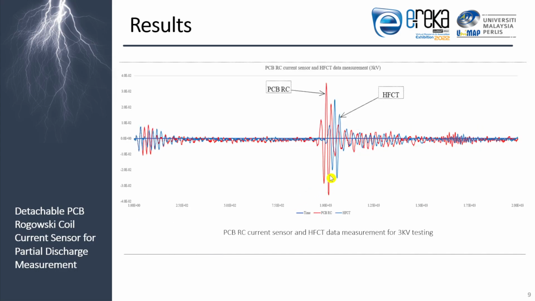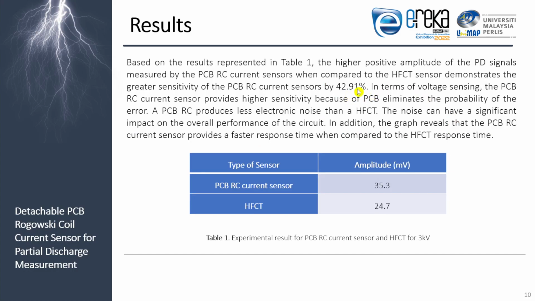So here are the results. As we can see, the red line is the PCB-RC result, and the blue line is the HFCT result. As we can see here, the PCB-RC data has a higher positive amplitude compared to the HFCT by 42.91%. And in terms of voltage sensing, the PCB-RC current sensor provides a higher sensitivity because the PCB eliminates the probability of error.